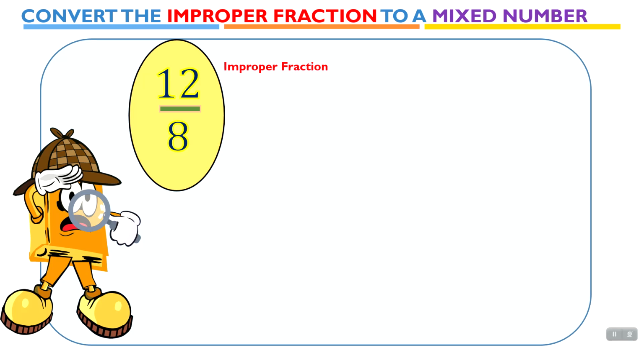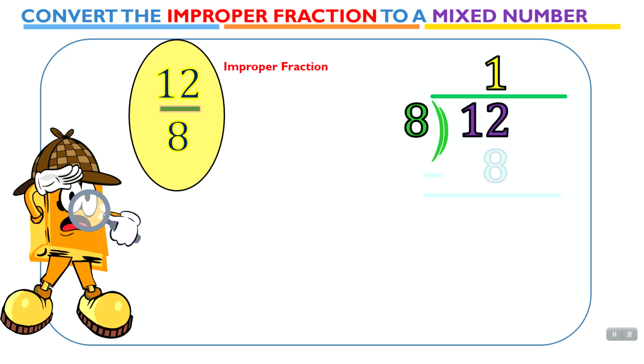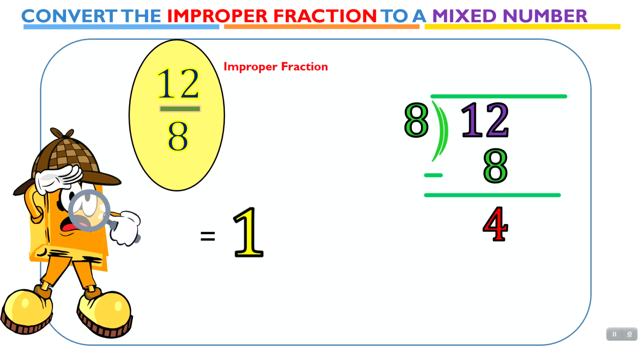We now have an answer that is an improper fraction that we need to convert into a mixed number. And we do that by dividing 12 by 8. 8 into 12 goes once. 1 times 8 is 8. 12 take away 8 is 4. And we now have our answer as 1 and 4 over 8.